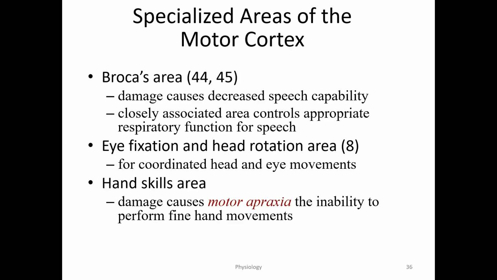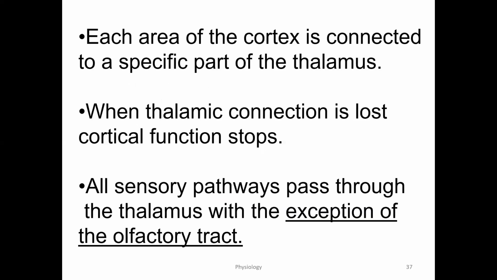The other specialized areas present in the motor cortex are called Broca's area, which is mainly for speech. Then you have the eye fixation and head rotation area, which is mainly for coordinated movements of the head and eye movements, like looking upward, looking laterally, sideways. The hand skill area is helpful for the hand movements, fine hand movements during any activity.